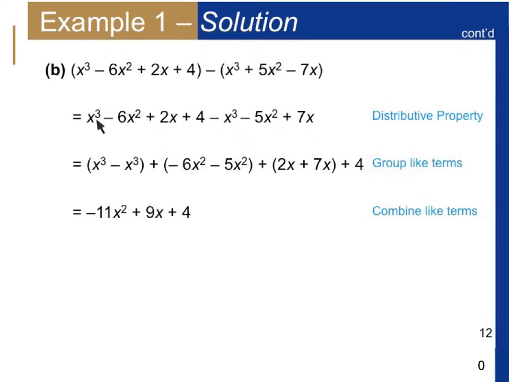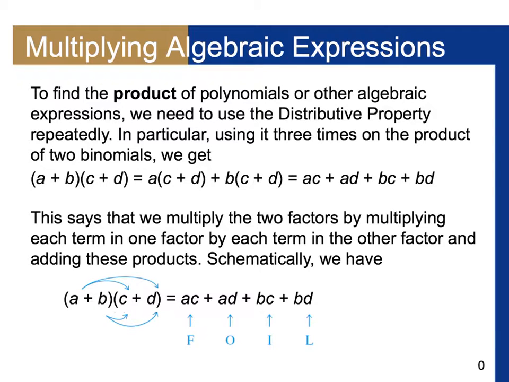And then we're combining like terms, so we have an x cubed minus x cubed. We have a minus 6x squared minus 5x squared. And then we have 2x plus 7x. So we'll group those together, and then a 4. The x cubes cancel, so we don't have any of those. We have minus 6 and a minus 5x squared, so that gives us minus 11x squared. And then 2x plus 7x gives us 9x, and then the 4. You don't need to show this grouping in your work on quizzes, tests or homework. It can be helpful if you're doing this for the first time, but it's not necessary.